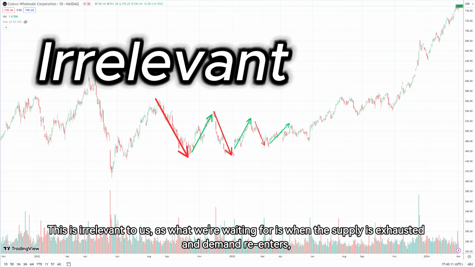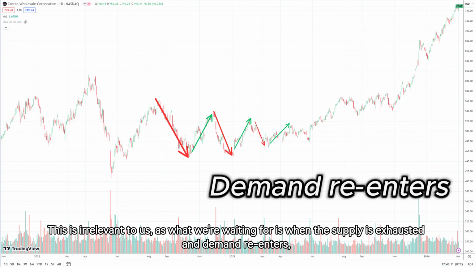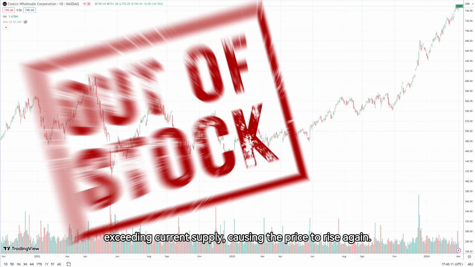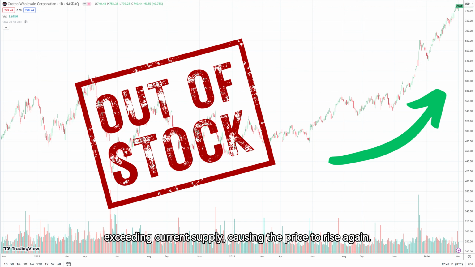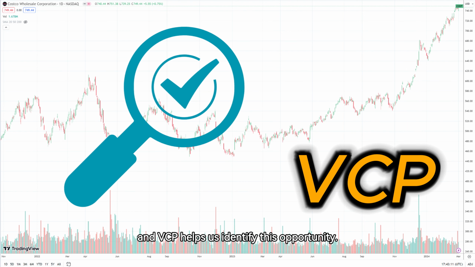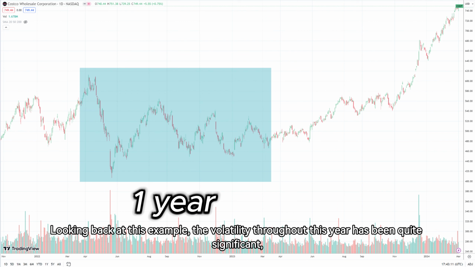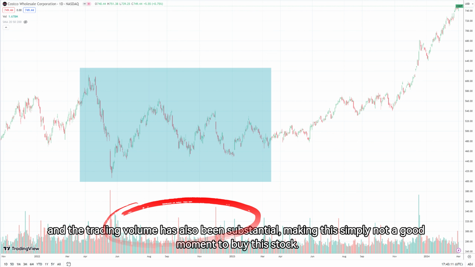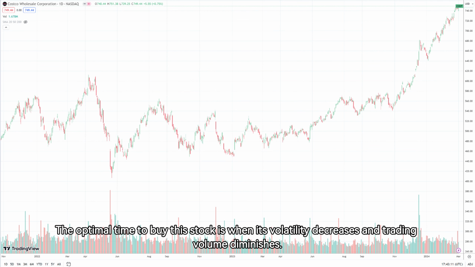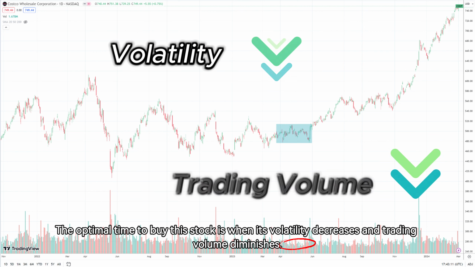This is irrelevant to us, as what we're waiting for is when the supply is exhausted and demand re-enters, exceeding current supply, causing the price to rise again. And VCP helps us identify this opportunity. Looking back at this example, the volatility throughout this year has been quite significant, and the trading volume has also been substantial, making this simply not a good moment to buy this stock. The optimal time to buy this stock is when its volatility decreases and trading volume diminishes.